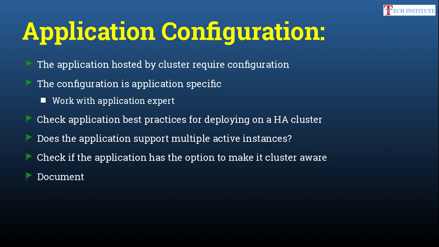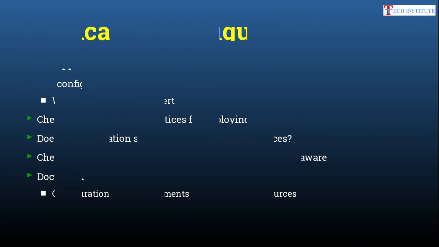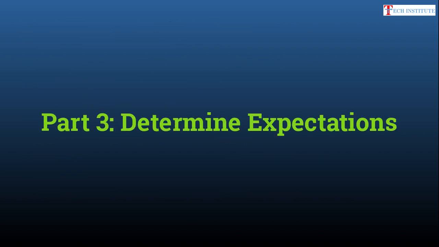And once you are done with this, you have to have proper documentation about the configuration files and requirements for configuring resources, so that later if someone wants to refer, he has properly documented details to manage the cluster. Once you are done with all these things, you can move to the next part, part 3, determine the expectation. We will be covering this in our upcoming video.